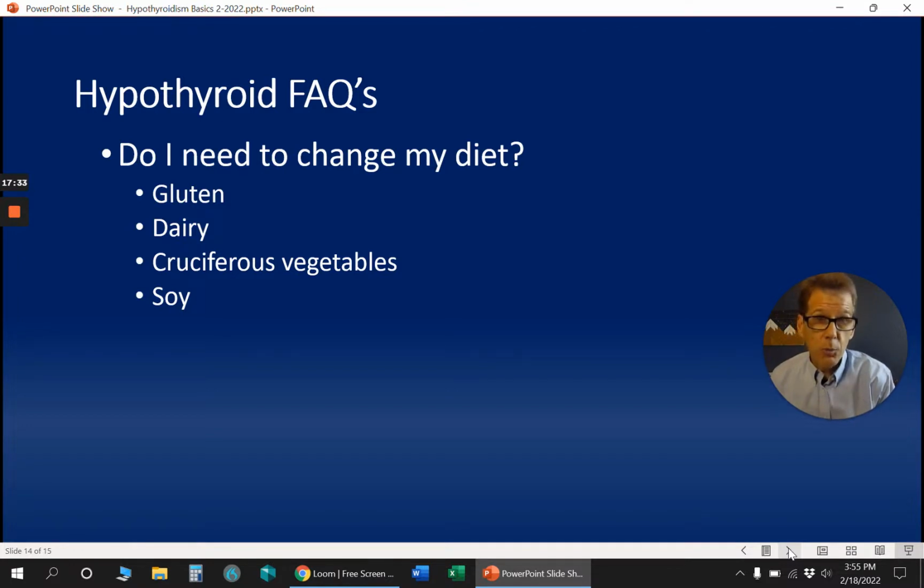But for the standard person, we know that these vegetables can be part of a very healthy diet. I spend a lot of time trying to convince people or help people to consume more vegetables, more broccoli. And so again, I don't counsel people with low thyroid to limit intake of cruciferous vegetables.